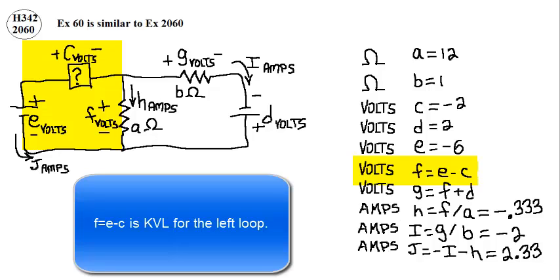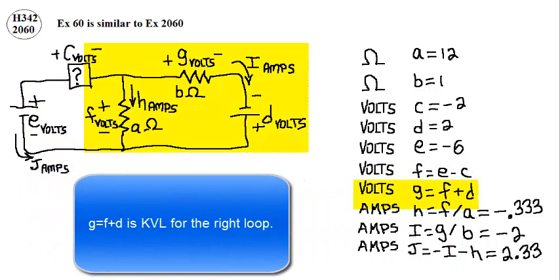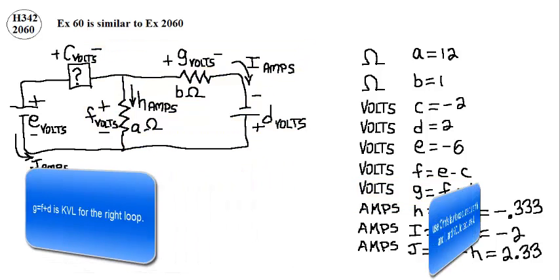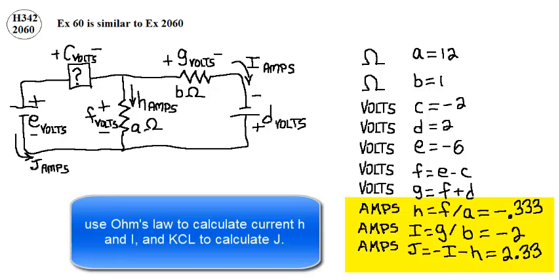F equals E minus C is Kirchhoff's voltage law for the left loop. G equals F plus D is Kirchhoff's voltage law for the right loop. Use Ohm's law to calculate current H and I, and Kirchhoff's current law to calculate J.